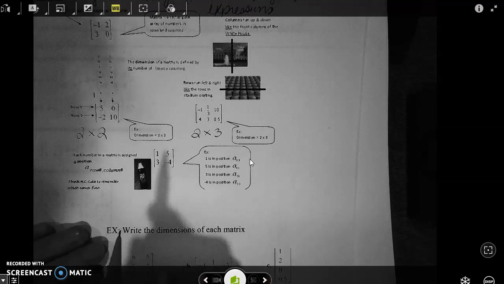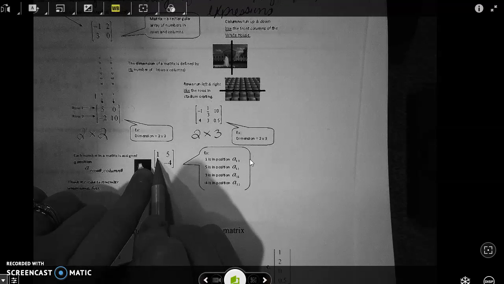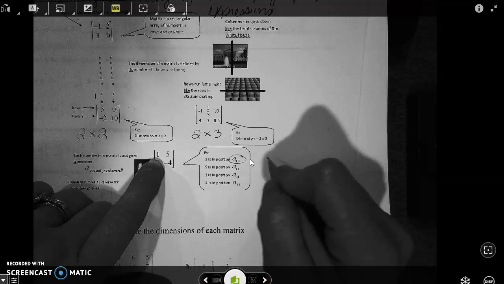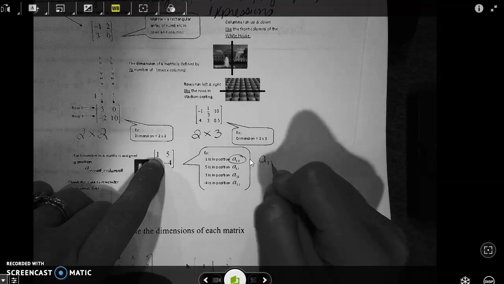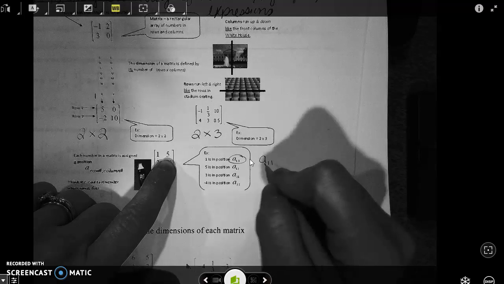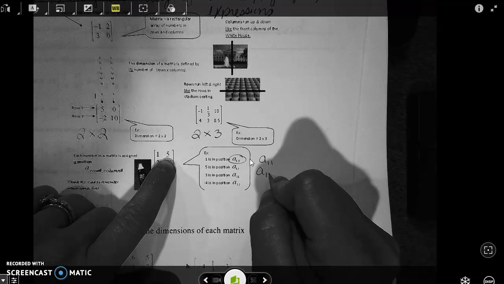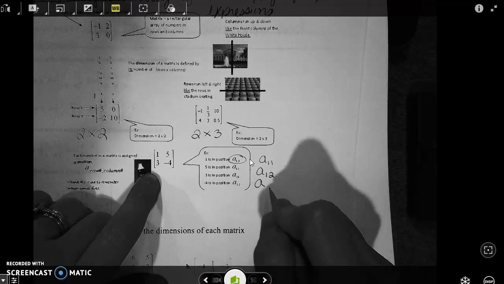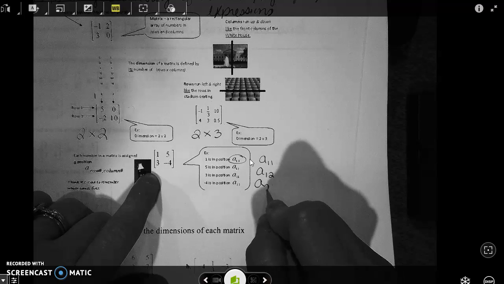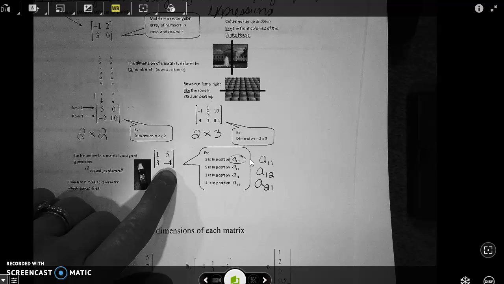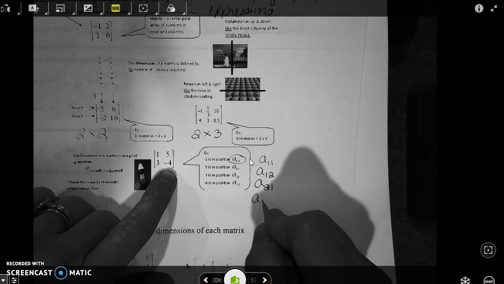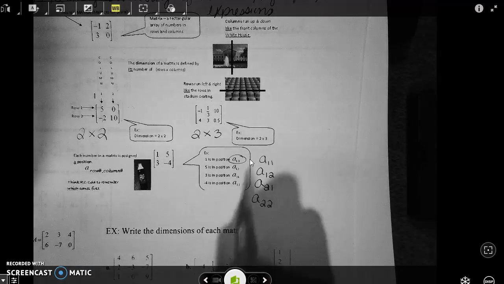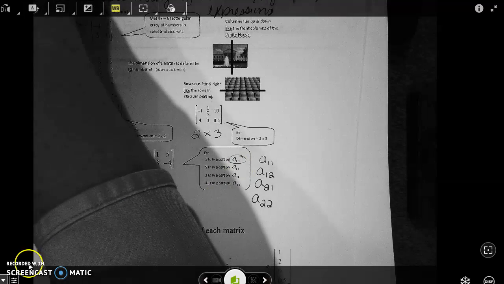So, for example, we'll go back up here. The number 1 is in row 1, column 1, and so we denote that with a lowercase a, row 1, column 1. The number 5 is in row 1, column 2. The number 3 is in row 2, column 1. And negative 4 is in position row 2, column 2. So you can use those indices to help you define where those are.